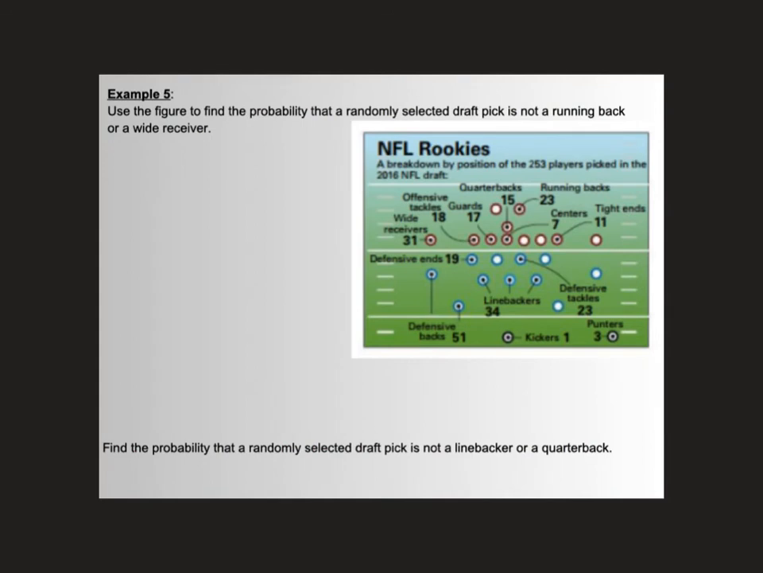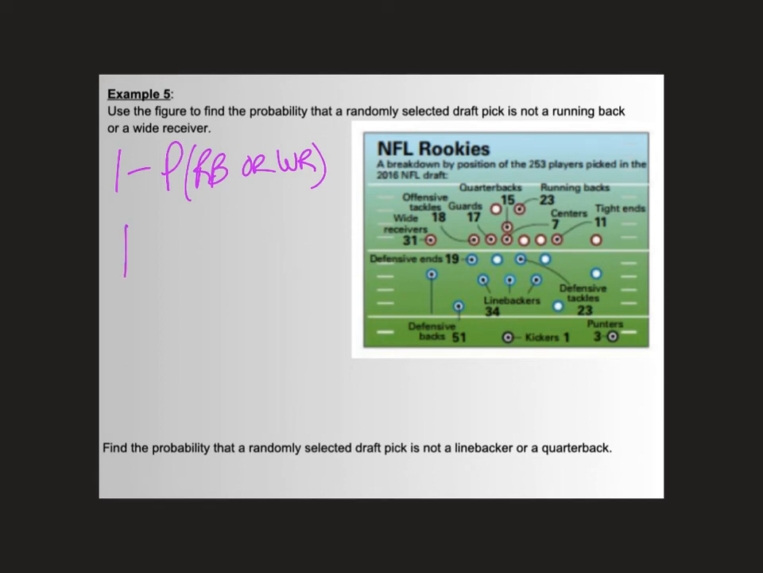All right, last example. So when you're looking at this, use a figure to find the probability that a randomly selected draft pick is not a running back or a wide receiver. Remember, doing not a running back or a wide receiver, the easiest way to do it is 1 minus the probability that they are a running back or wide receiver. Okay? So for the sake of this, we're going to just assume that you can't be a running back and a wide receiver. So we're going to have mutually exclusive events.